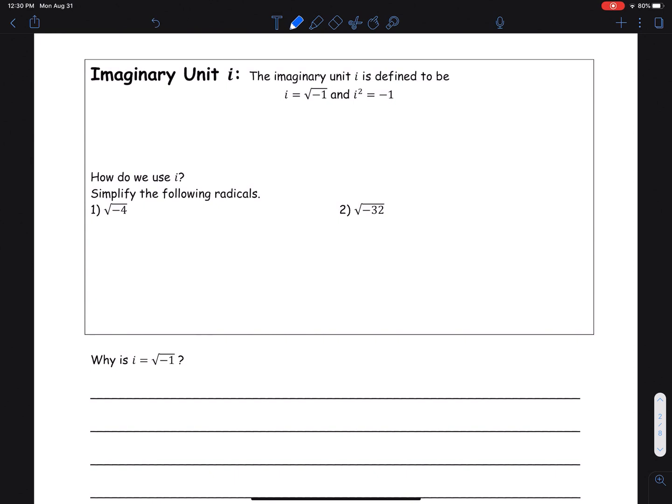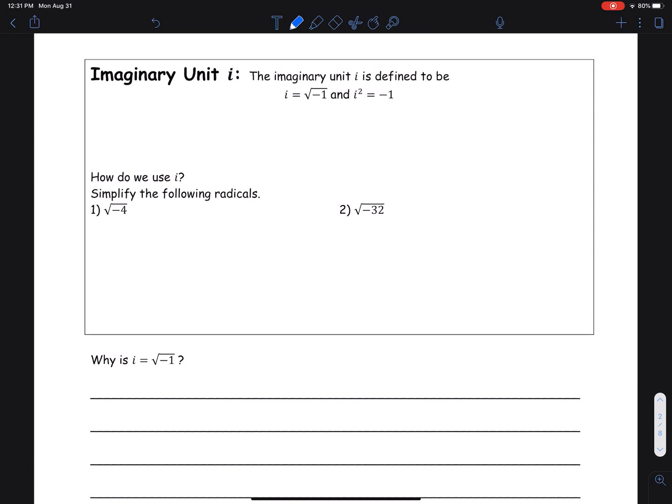So imaginary numbers. The imaginary unit i, the definition is, it is defined by i is equal to radical negative 1, and also i squared is equal to negative 1. So that's the definition of i. That's it. i is radical negative 1, and i squared is negative 1. So how we use i is we use it to simplify radicals when there's a negative inside the square root, because this denotes that we have an imaginary number.